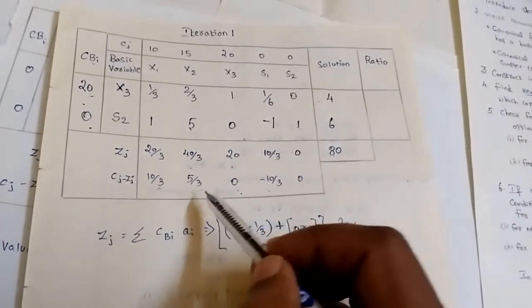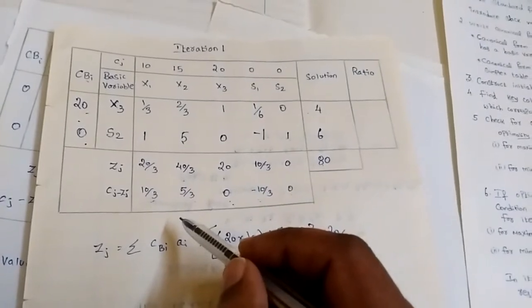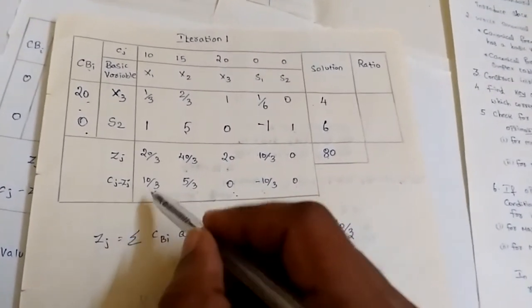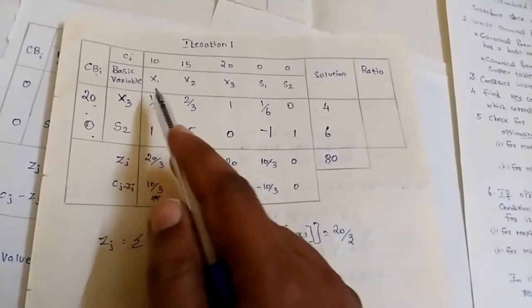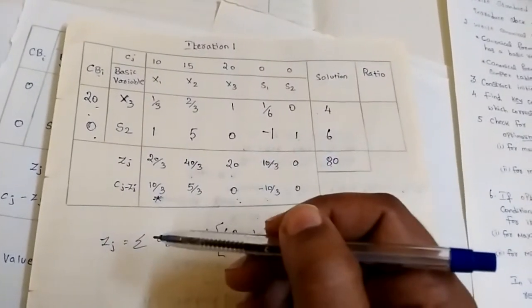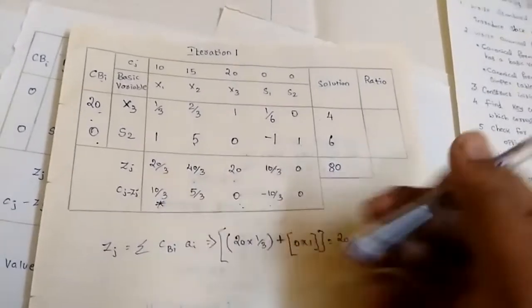For these 2 values it is not reached. Okay, now go for the maximum Cj minus Zj value to find the entering variable. Here 10 by 3 is the maximum value. So now for the second iteration, x1 is the entering variable, right? Now go for the ratio.